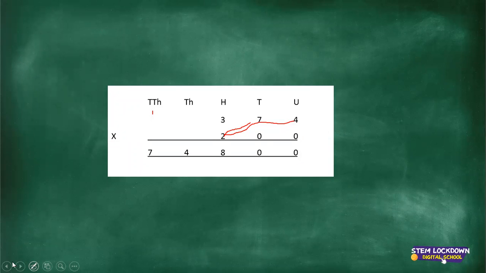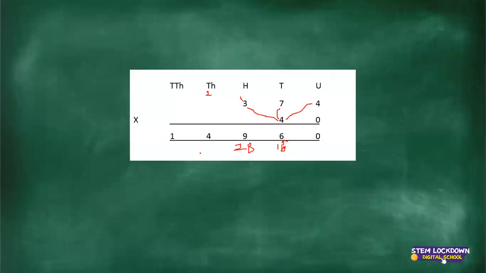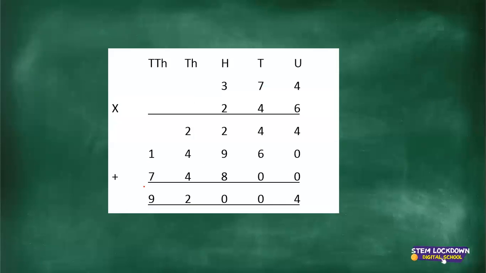So what we do is we take the first answer when we multiply it by the 6, the second answer when we multiply it by the 40, the third answer when we multiply it by the 200, and we put it all together. So this was the first step that we did, this was the second step that we did, and this is the third step that we did. Okay, now you could see from what I did, to multiply each number takes a long time because you have to write different sums out and it takes up space and you're wasting paper as well.